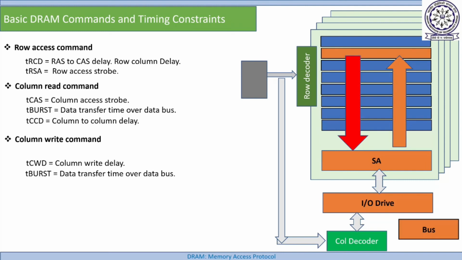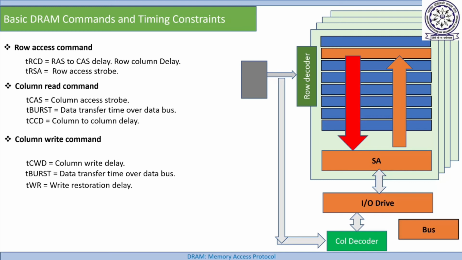But this takes some time. Once we change the states of the sense amplifier, restoring the data back to the row takes some time, and that time is called write restoration time, that is tWR. So a column write has two parts mainly.